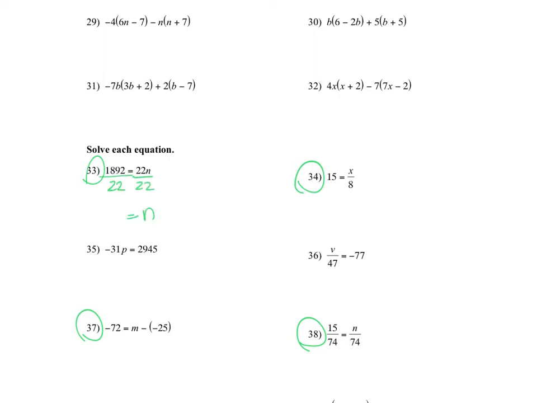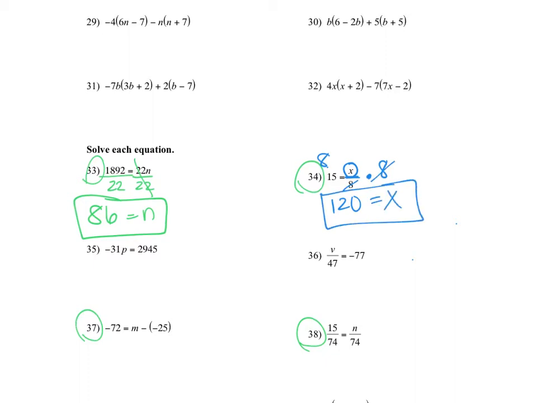So n equals 1829 divided by 22, and I get 86. And I am using a calculator on the side. Okay, 34. I want to isolate my x. It is being divided by 8, so the opposite is to multiply. I'm going to multiply by the denominator, and again, 15 times 8 is 120. My 8's cancel, so this equals x, and that is it.